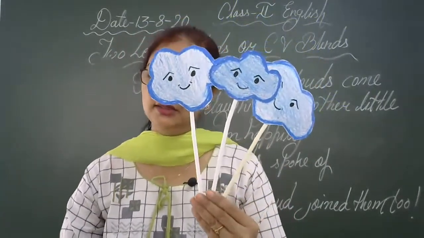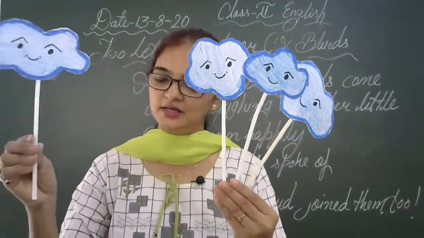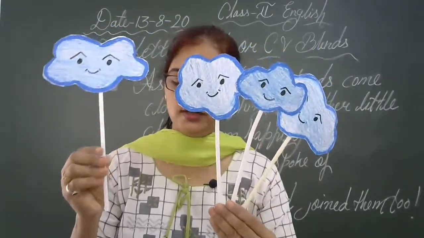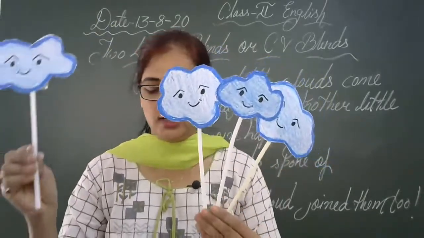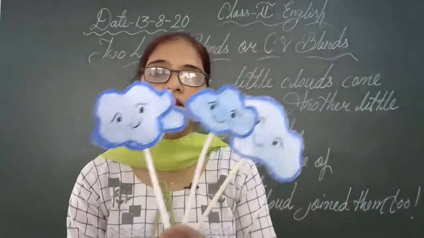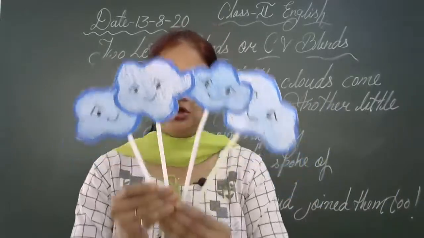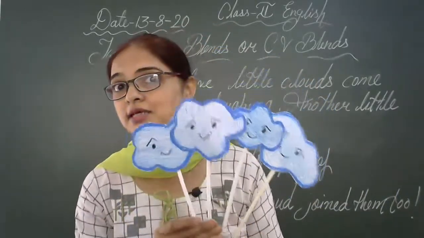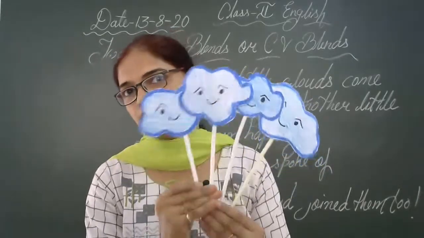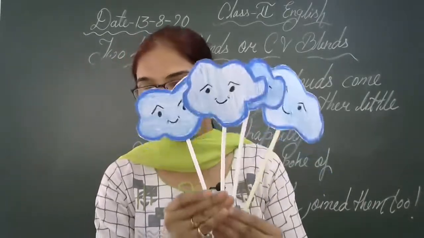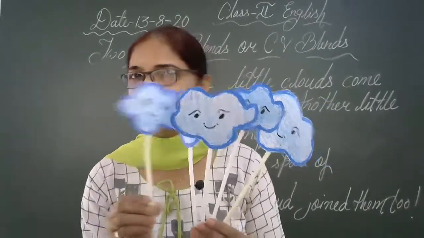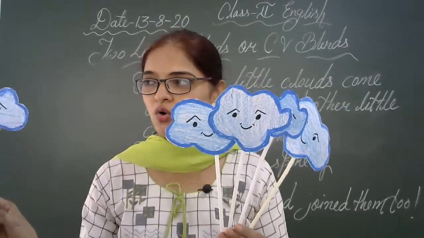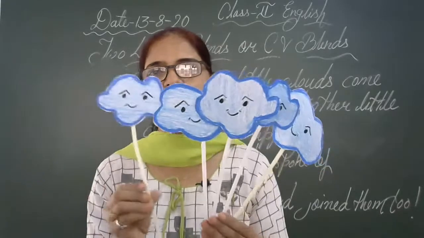the wind blew. Another little cloud very close by. Now what happened next? Four little clouds. Now I have four clouds. These four little clouds decided what to do. Another little cloud joined them very quickly.